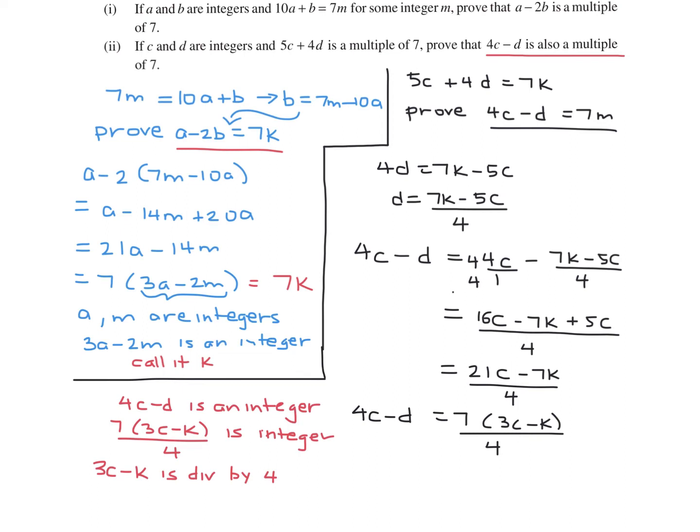So that means that 3c minus k over 4 is an integer. And we can call it, let's say, m. So substituting that, we get 7m. And that's pretty much what we wanted to figure out. Or prove, I should say. That 4c minus d is a multiple of 7. And that's pretty much it.